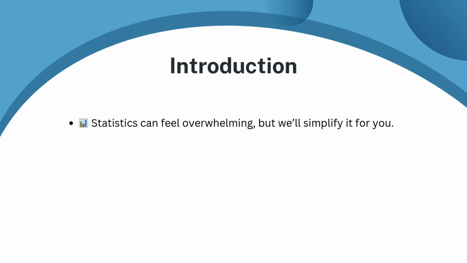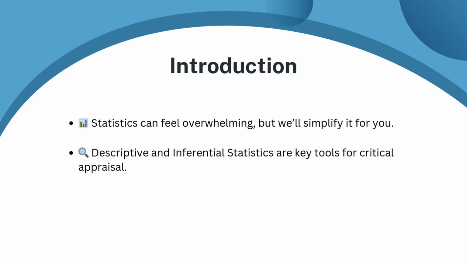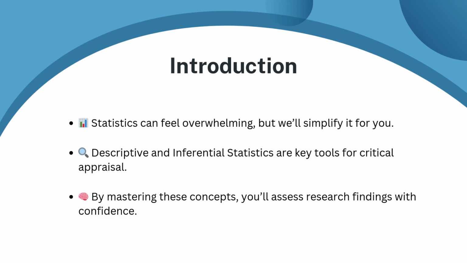We'll explore two key branches of statistics, descriptive and inferential, and discuss how they are used to evaluate and interpret medical research. These tools are essential for critical appraisal, helping you to assess the quality, reliability, and applicability of data in studies. By the end of this session, you'll have the confidence to navigate research findings like a pro. So, let's start by breaking down what descriptive and inferential statistics are and why they matter in critical appraisal.